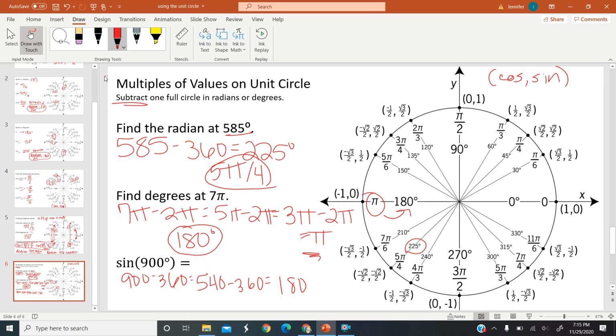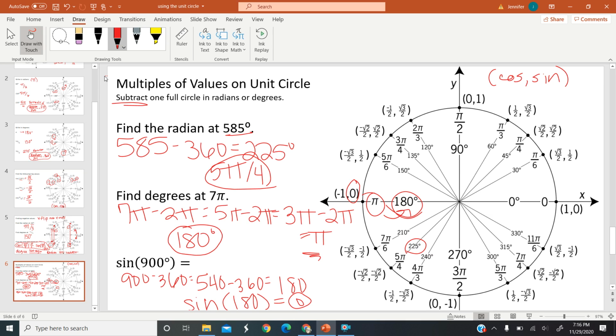So that is on the unit circle. It's right here again, where we just were at pi. So now I need to find the sine value at 180. And so what I'm going to do is look for that y value, which in this case is 0. So the sine of 180 or the sine of 900 is going to be 0. And that's what you would do whenever you're given multiples on the unit circle. I just say multiples to represent that it's bigger than the values that are on the unit circle. So you have to subtract one full circle away.